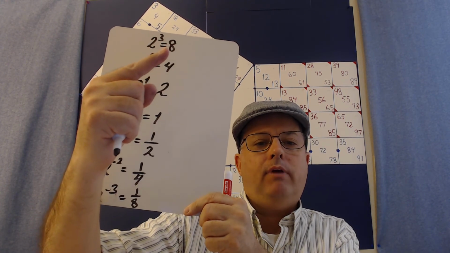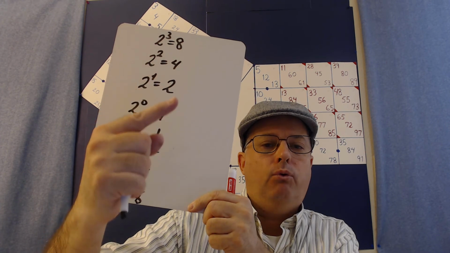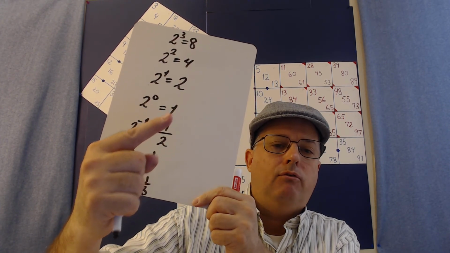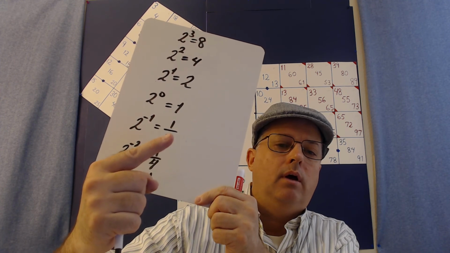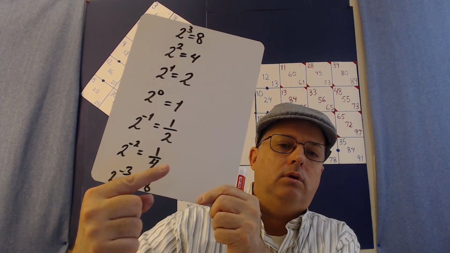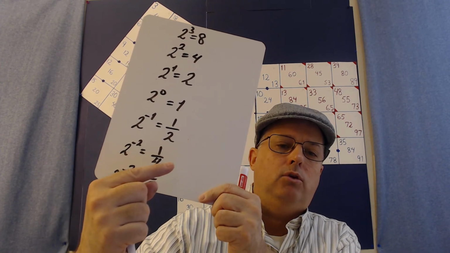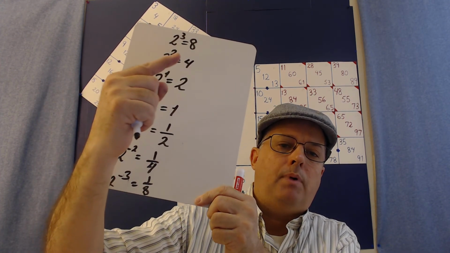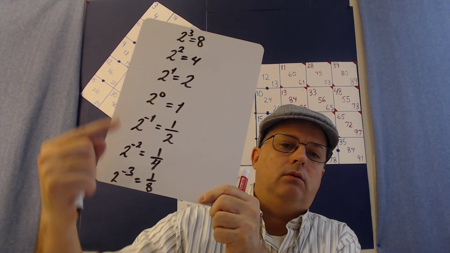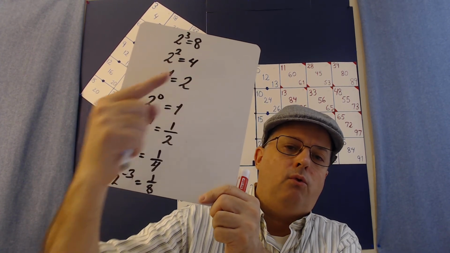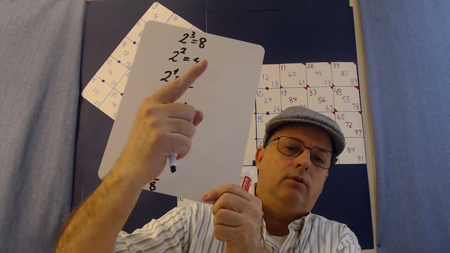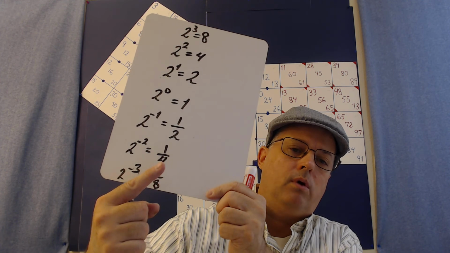We took half of 8 and got 4. Half of 4 and got 2. Half of 2 and got 1. Half of 1 and got 1/2. Half of a half, that's a fourth. And that's what 2 to the negative 2 is. So 2 to the negative 2 is 1/4. 2 to the positive 2 is 4. These are inverses of each other. 2 to the second is 4. And the inverse, 2 to the negative 2, is the inverse of 4, which is 1/4.